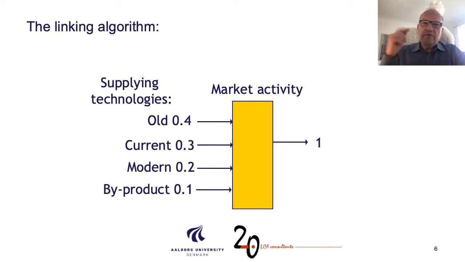In the linking algorithm, we always have a demand put on a market. So whenever we are asking for a product, we are asking for a combination of inputs from different technologies that supply the market. These can be composed of those which are old, current, modern, and even some that are just byproducts of some other technology.